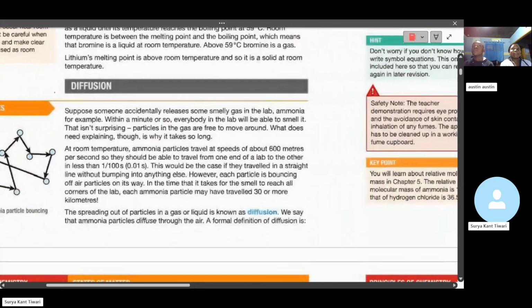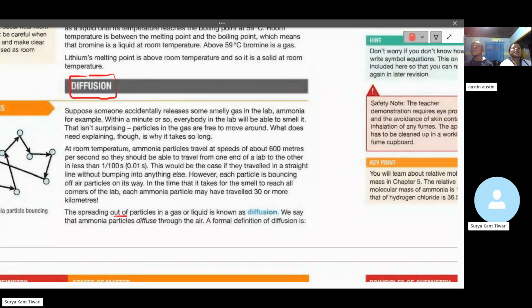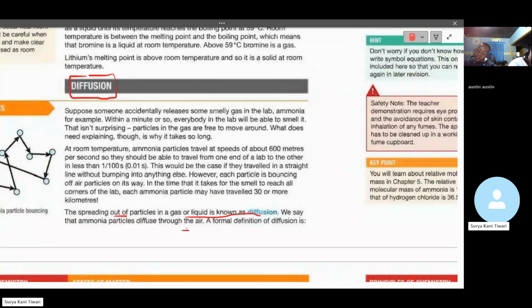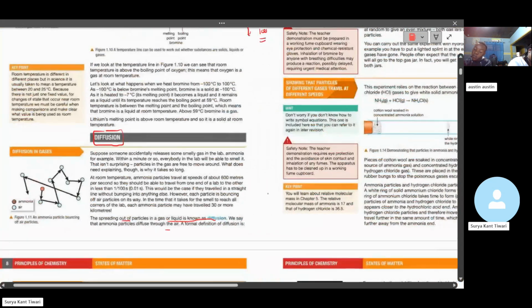After that, there is a process called diffusion. I told you, spreading out of particles in a gas or liquid is known as diffusion. Particles spreading here and there is called diffusion.